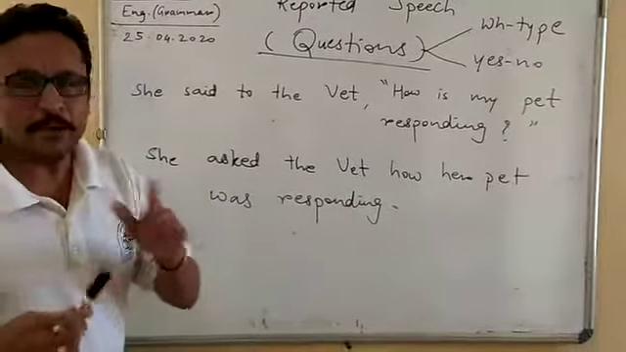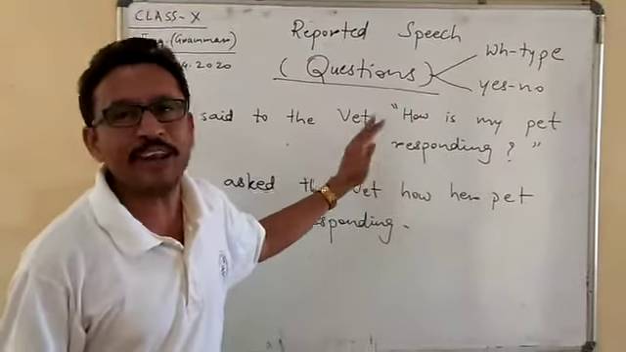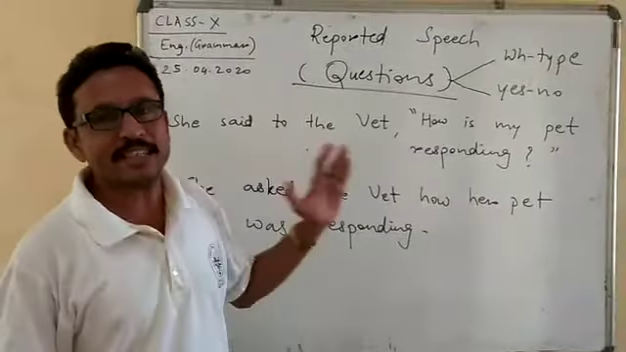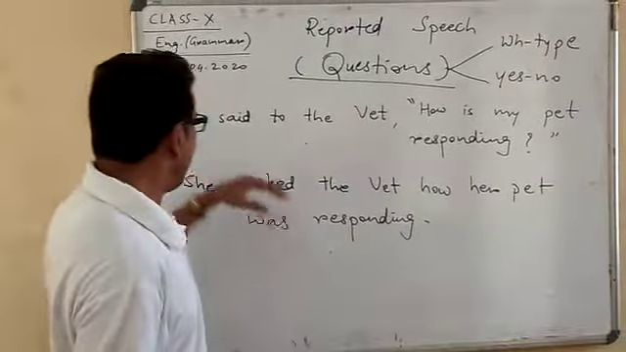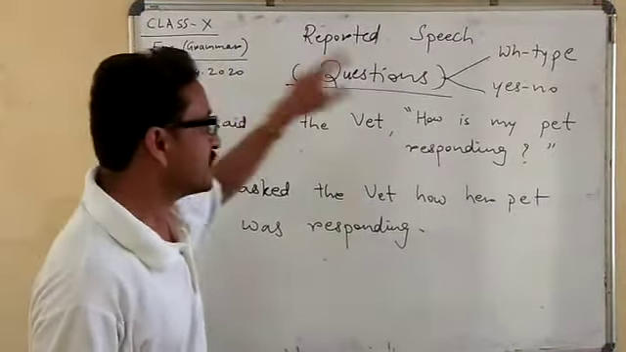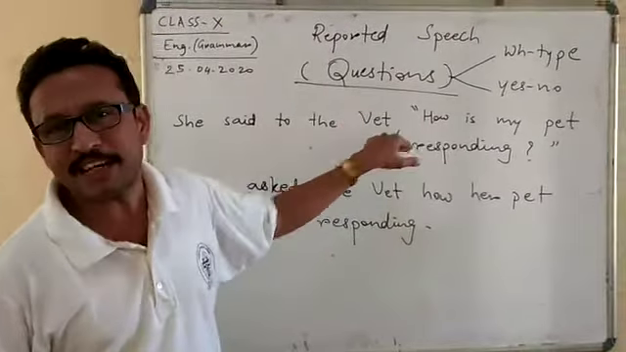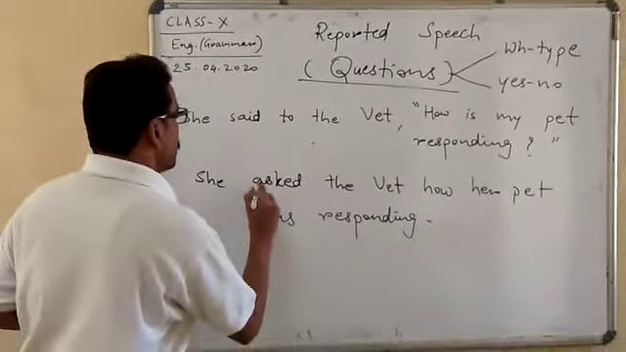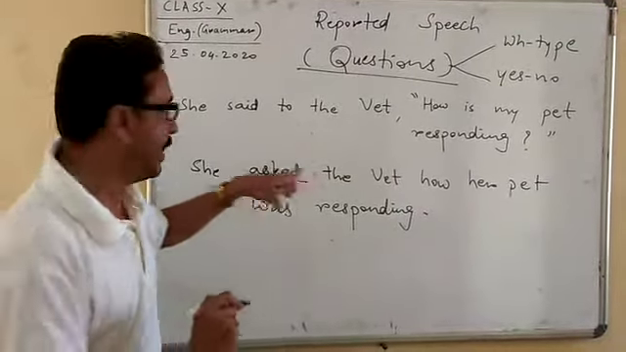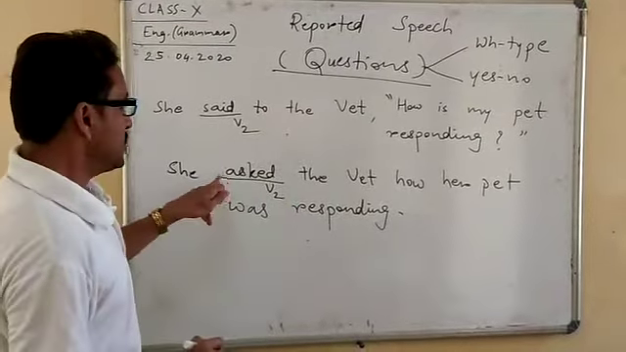Now, yesterday I told you that the type of the sentence uttered by the speaker is very important because that determines many things when you convert the sentences from direct to indirect speech. Now, the sentence uttered by the speaker, she means Mrs. Pumphrey, is "How is my pet responding?" It's a question. It is an interrogative sentence and that is why in indirect speech we use the reporting verb asked. Either you can use asked or inquired. Now since said is in V2, we also wrote this in V2. She asked the vet.